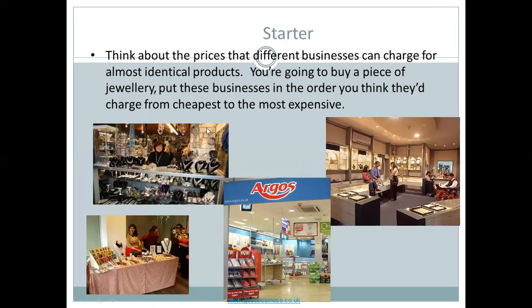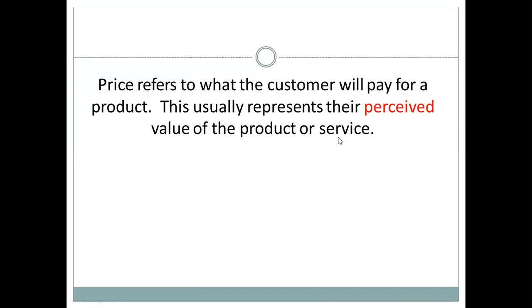First, think about the prices that different businesses can charge for almost identical products here. So you are going to buy a piece of jewelry, put these businesses in the order you think they would charge from cheapest to the most expensive. So let's start from the definition of price. Price refers to what the customer will pay for a product. This usually represents their perceived value of the product or service.